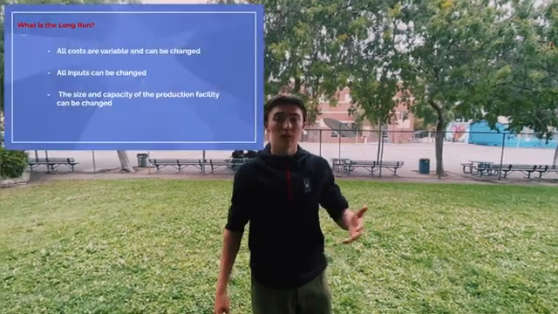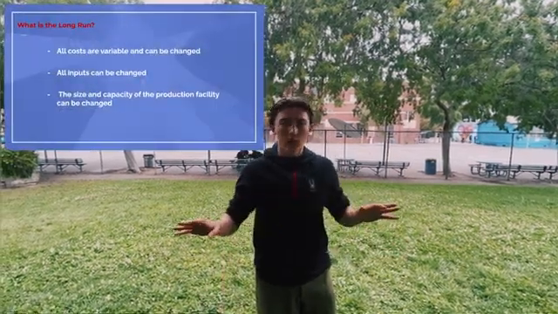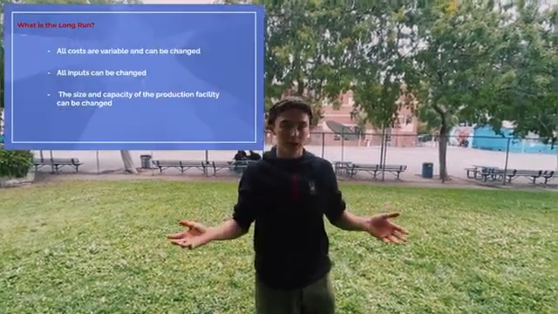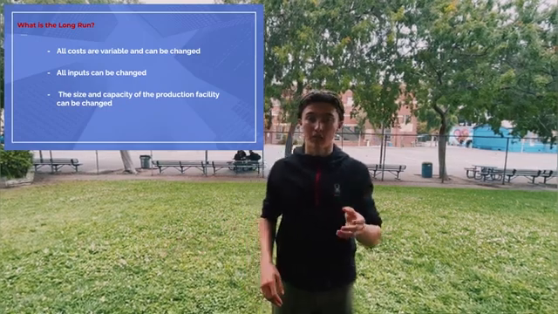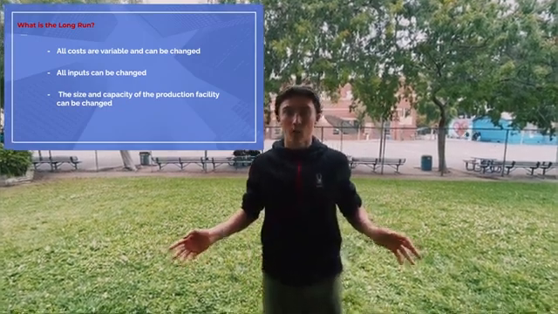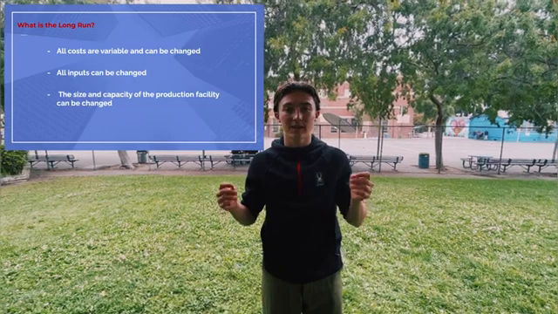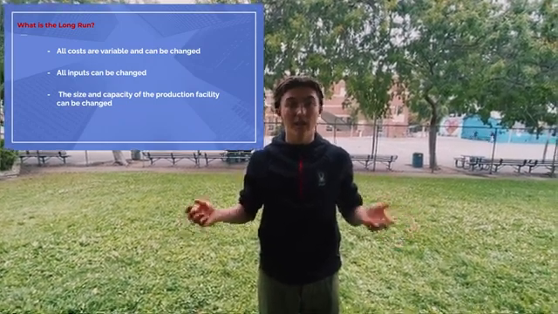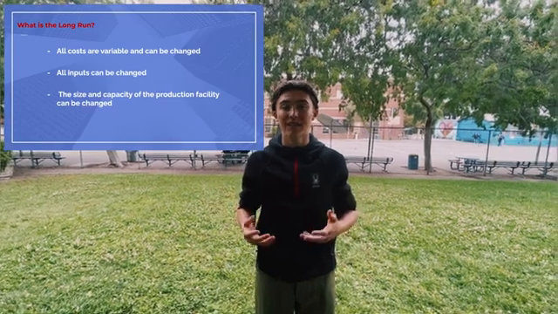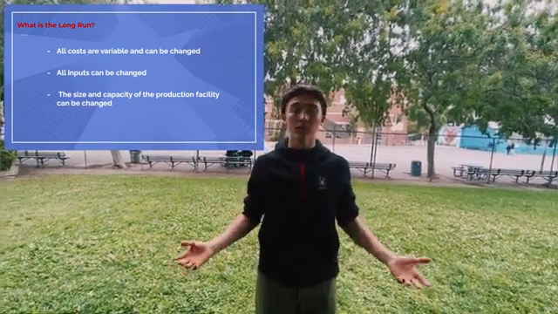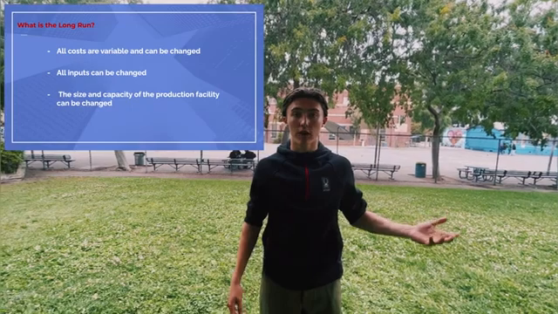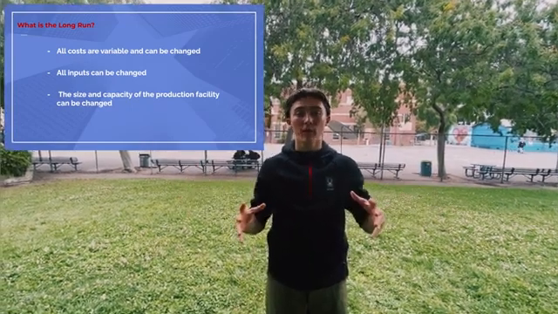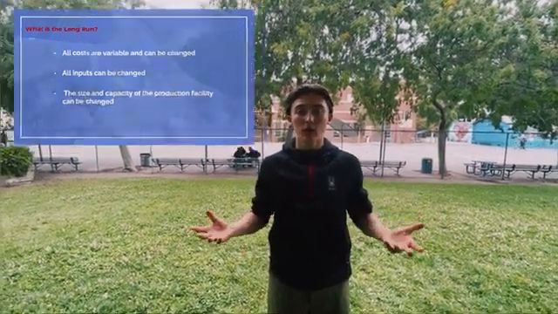What is the long run? And why is it different from the short run? Well, in the long run, as opposed to the short run, all costs are variable and can be changed. All inputs are also variable and not fixed, which means they don't have to stay the same, and different sizes and quantities can be changed. Finally, the facility and the capacity in which goods are produced is also able to be changed, unlike in the short run. You are able to expand or make your facility smaller based on how much you need to produce.